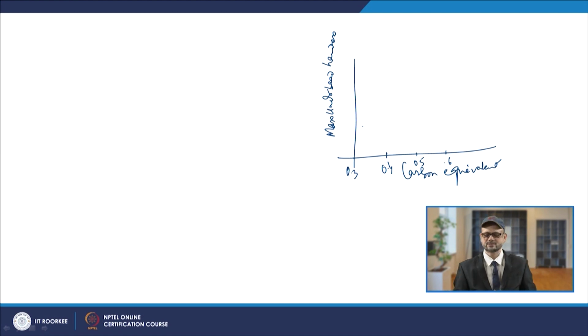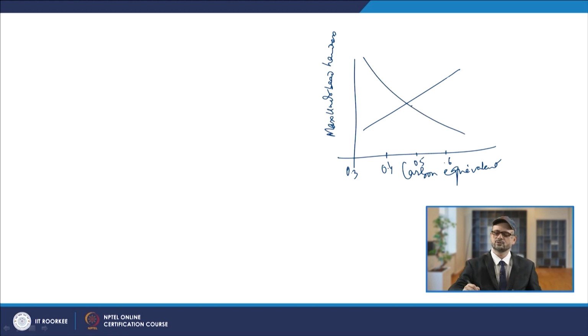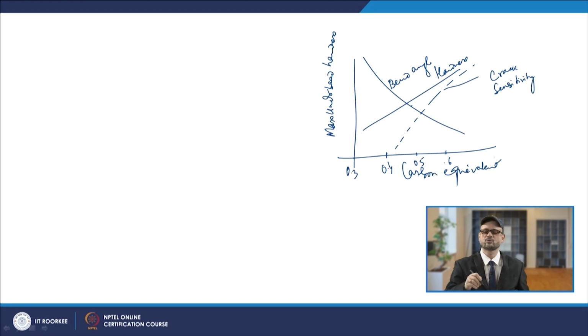What is seen is that the hardness is increasing like this. If your carbon equivalent is increasing, your hardness is increasing, then the bend angle is decreasing. This is your hardness, and the bend angle is the bending which is possible without failure. So, the bend angle is decreasing. Similarly, the crack sensitivity is also increasing as you increase the carbon equivalent value.